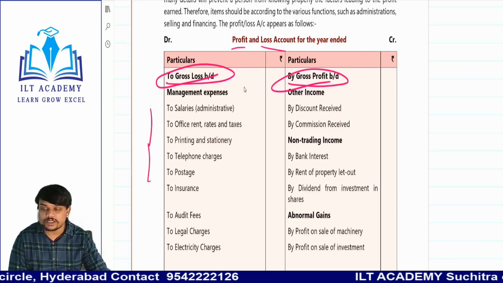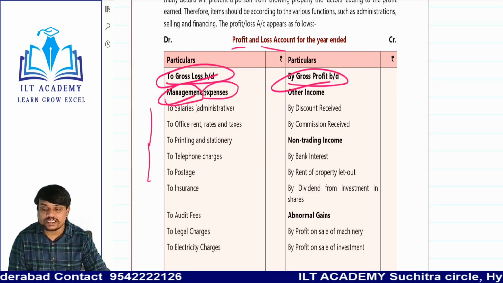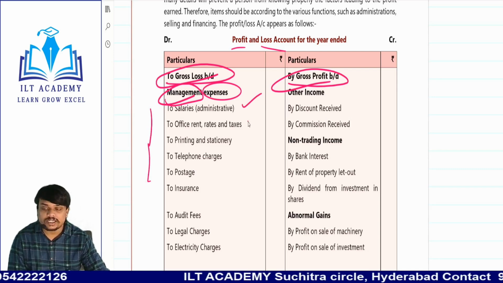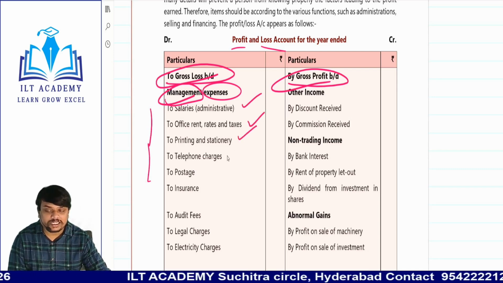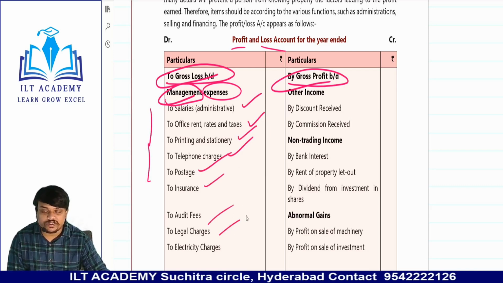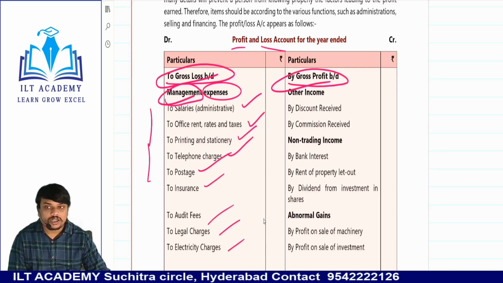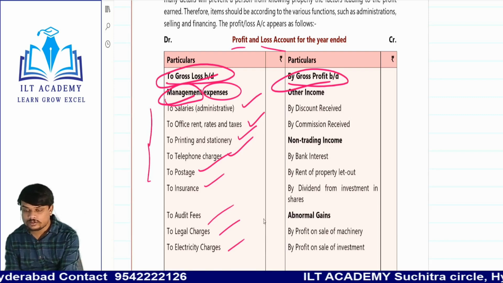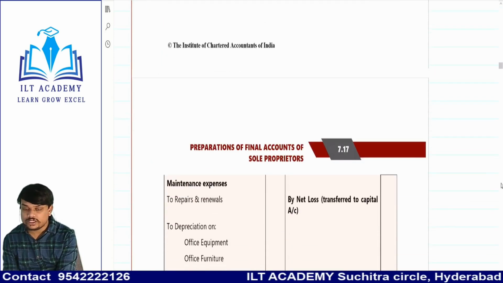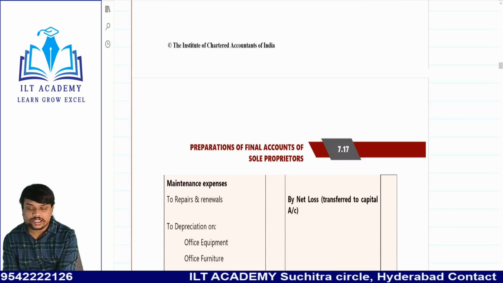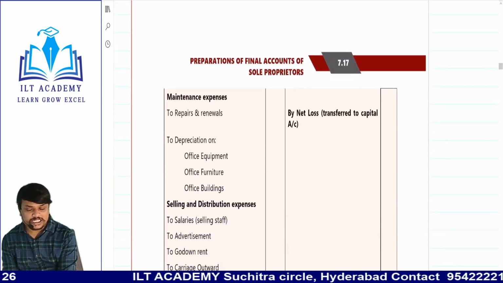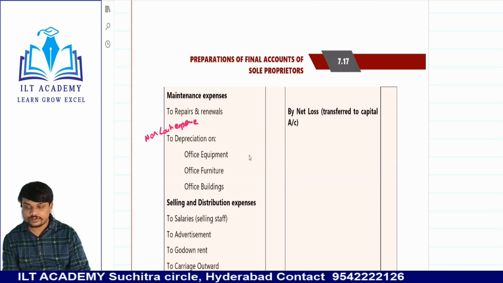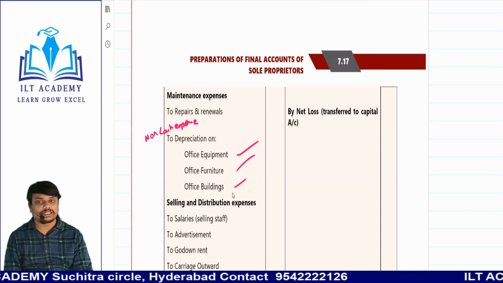Now coming to the indirect expenses, let us categorize them. We can categorize the first as management expenses. Management can incur expenses in the form of salaries. They can even pay office rent, rates, taxes, printing and stationery, telephone charges, postage, insurance, audit fees, legal charges, and electricity charges. Now we are having maintenance expenses. Those are like repairs and renewals, and depreciation, which is a non-cash expense. Depreciation on office equipment, furniture, buildings, and so on.